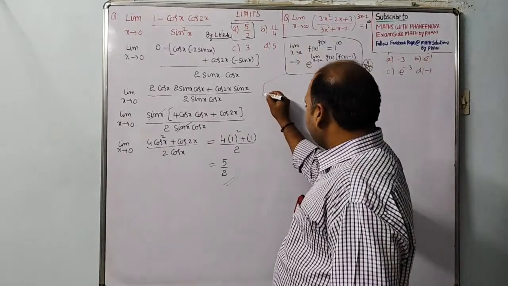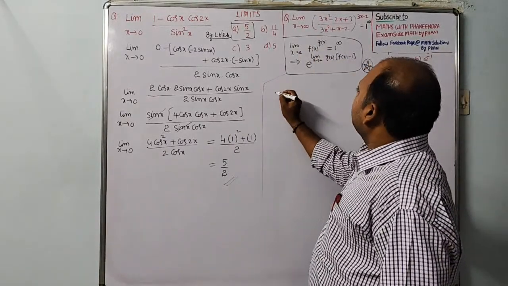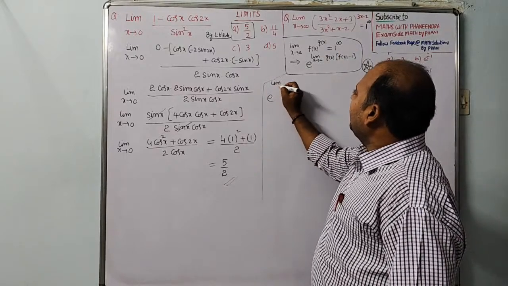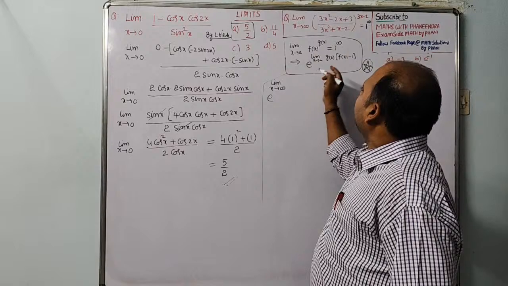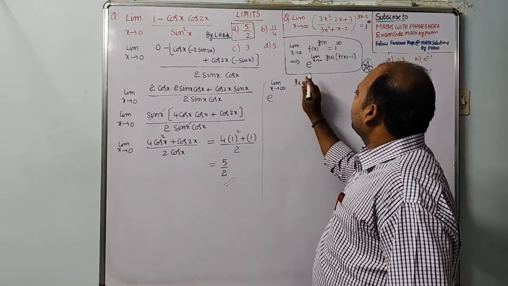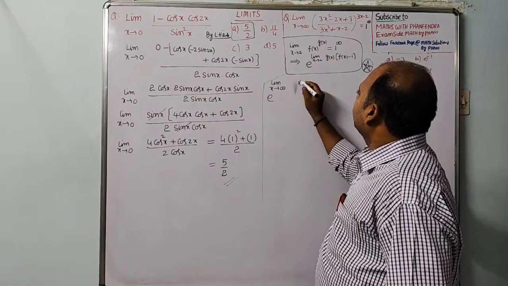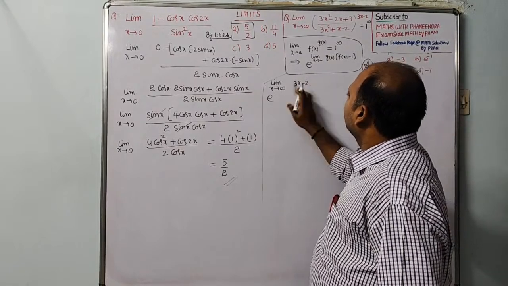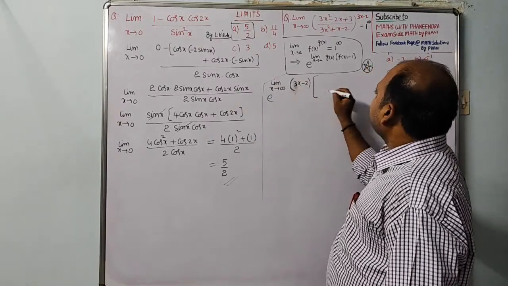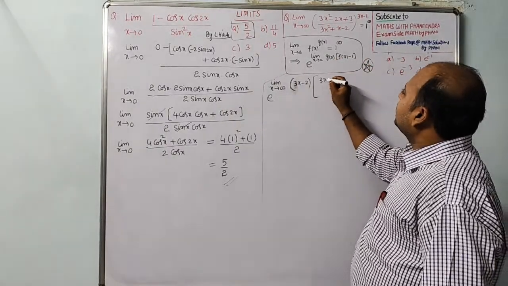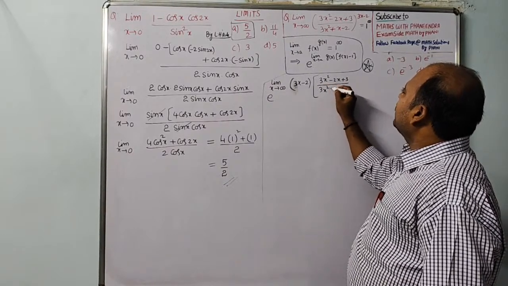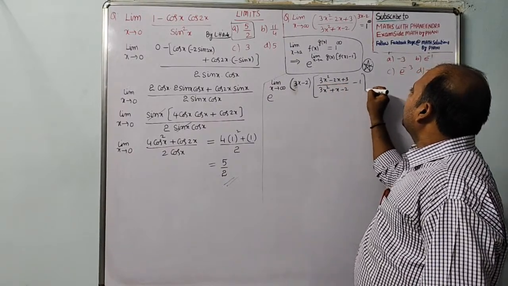Now come to the limit. Whenever it reaches 1 power infinity, e power limit x tends to infinity. G of x means what? 3x minus 2. F of x minus 1: (3x square minus 2x plus 3) by (3x square plus x minus 2) minus 1.